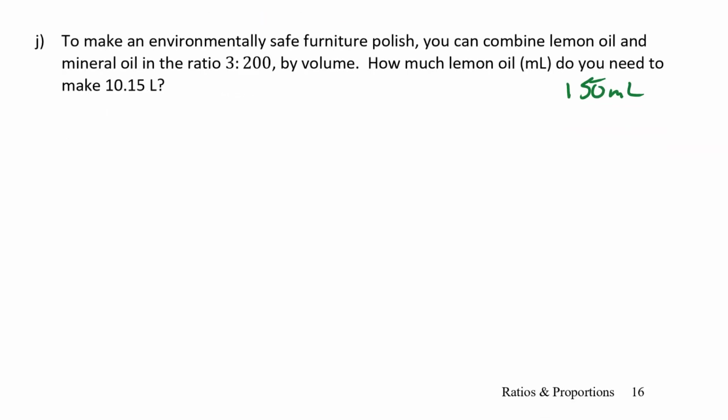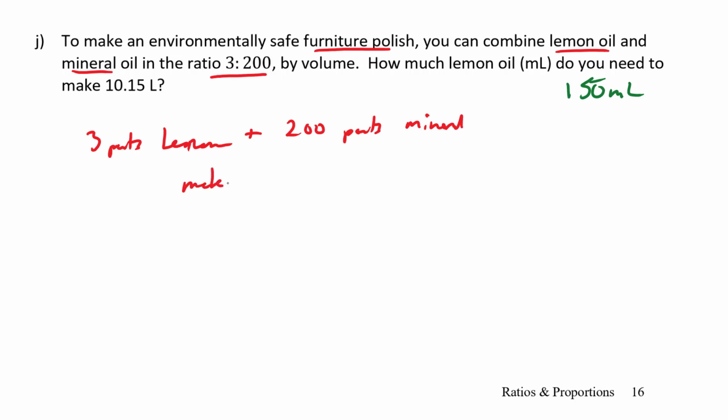We're making a furniture polish. Combine lemon oil and mineral oil in this ratio. So here we have 3 parts lemon plus 200 parts mineral oil, and that makes 203 parts of furniture polish. And we're asked how much lemon oil you need to make 10.15 liters of furniture polish. When you work it out, you should get 150 mils.